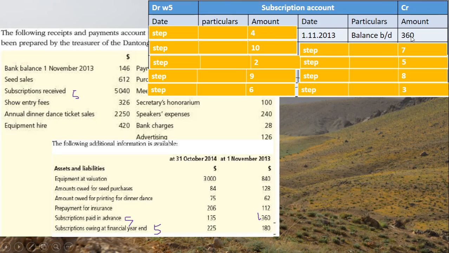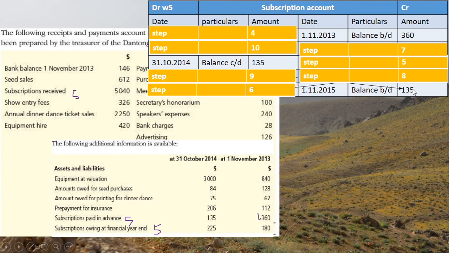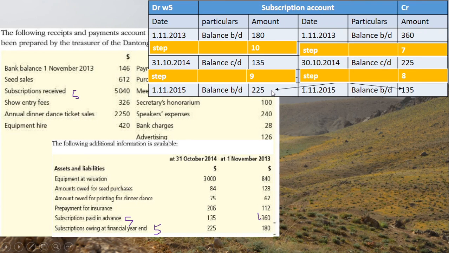Now if 360 comes this side, obviously 135 will come in your debit side. So that's step 2, 135. CD will become BD at the beginning of next year. So we have done the first part. Now second, subscription owing at the financial year end means subscription receivable. That's your income receivable, it is your asset. So in the debit side it will come as 180 up here, 180. If 180 comes here, your closing balance 225 will come in the other side. That's here, 225 you can see here. So 225 CD becomes BD at the beginning of next year. That's how we do it. Now after that you go up here, this number 5, subscription received.